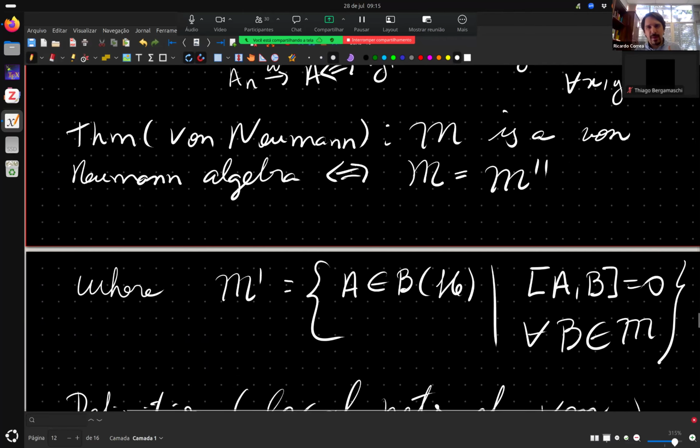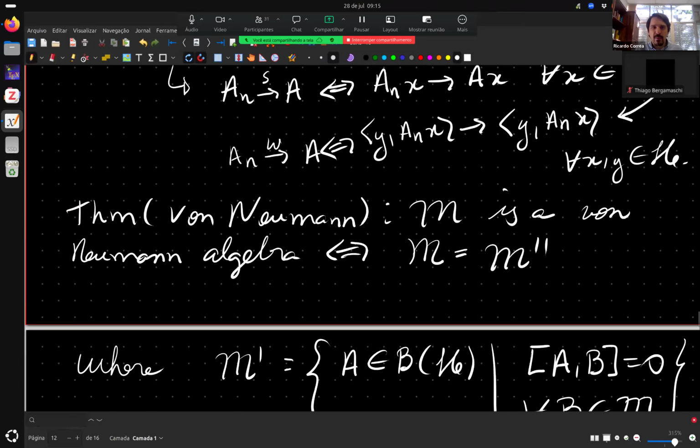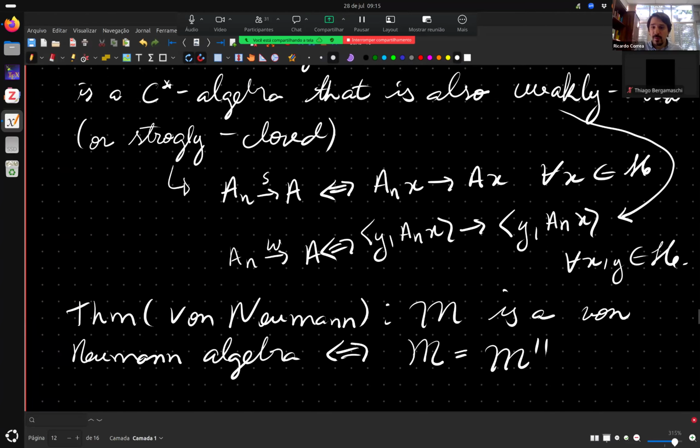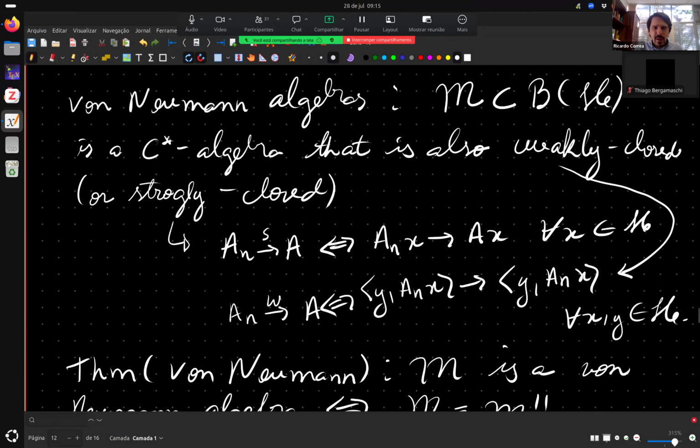And then I would say, it would also be very nice if we can look at these von Neumann algebras. I mentioned that von Neumann algebras have more than one characterization. It's the very famous theorem by von Neumann. A concrete C-star algebra is a von Neumann algebra if it equals its bicommutant. But it also means that it's closed with strong or weak operator topologies.